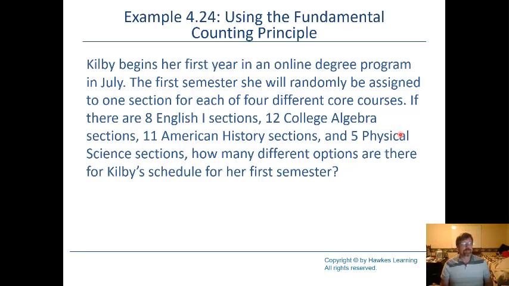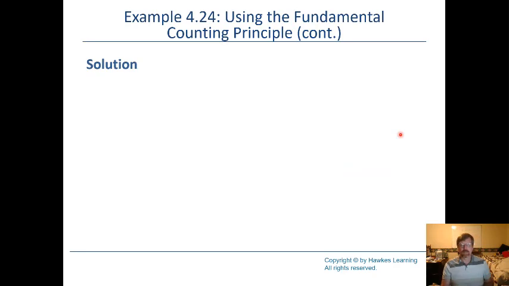Okay, so if Kilby starts an online degree program in July and she gets randomly assigned to 4 different core courses, we've got 8 sections of English, 12 sections of algebra, 11 sections of American history, and 5 sections of physical science. How many options are there for her schedule? Given the formula we just saw, go ahead and work that out and unpause when you're ready to move on.